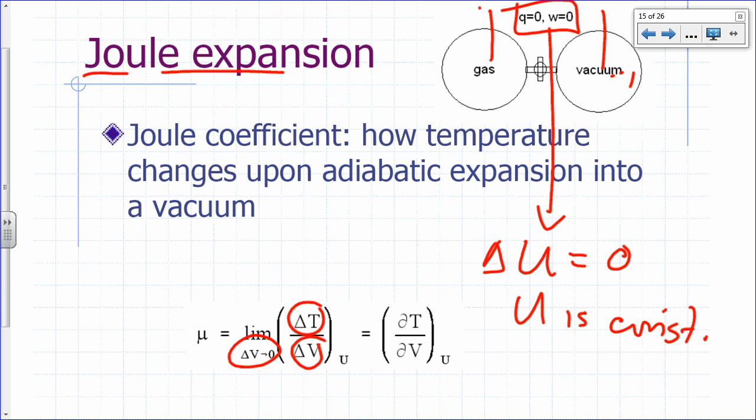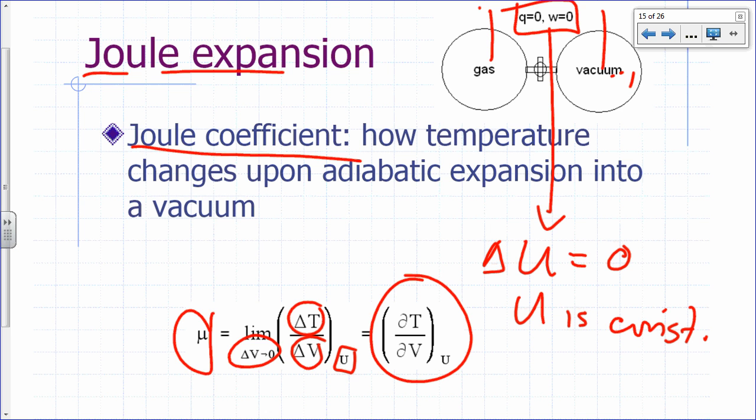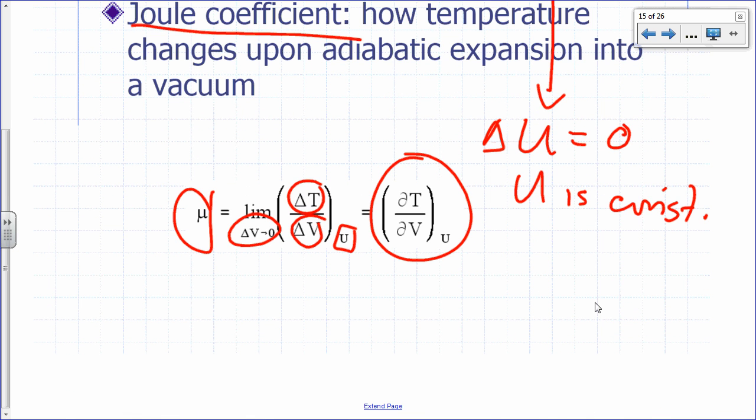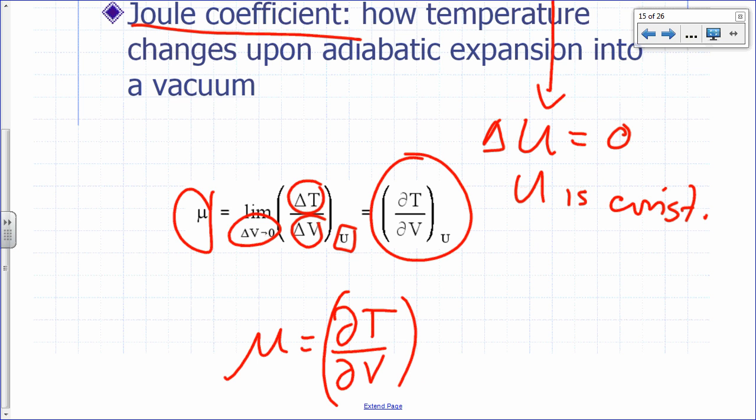So Joule expansion is expansion at constant U. If you take the ratio of delta T to delta V, and take the limit as delta V approaches 0, remembering that this experiment is done at constant internal energy, then you get the partial derivative of T with respect to volume at constant U. What you can measure here is called the Joule coefficient. So mu, here's another derivative you can add to your list. The Joule coefficient mu is just the partial derivative of T with respect to V at constant U.